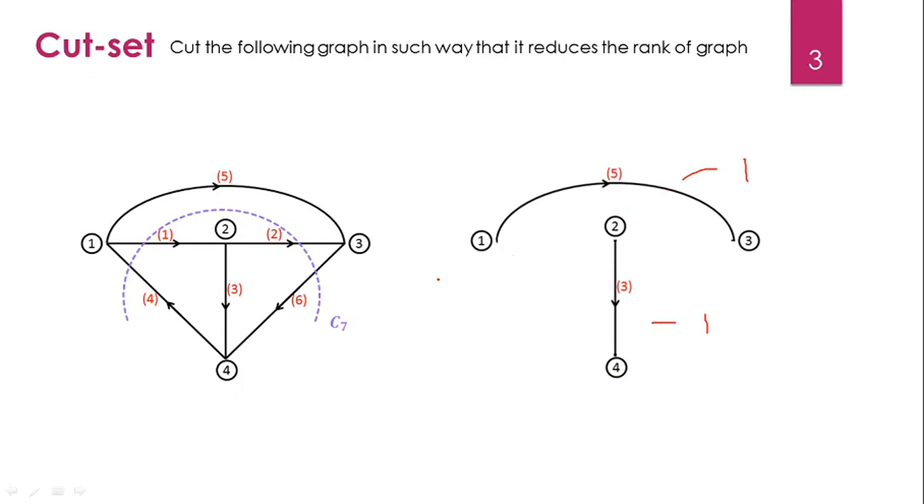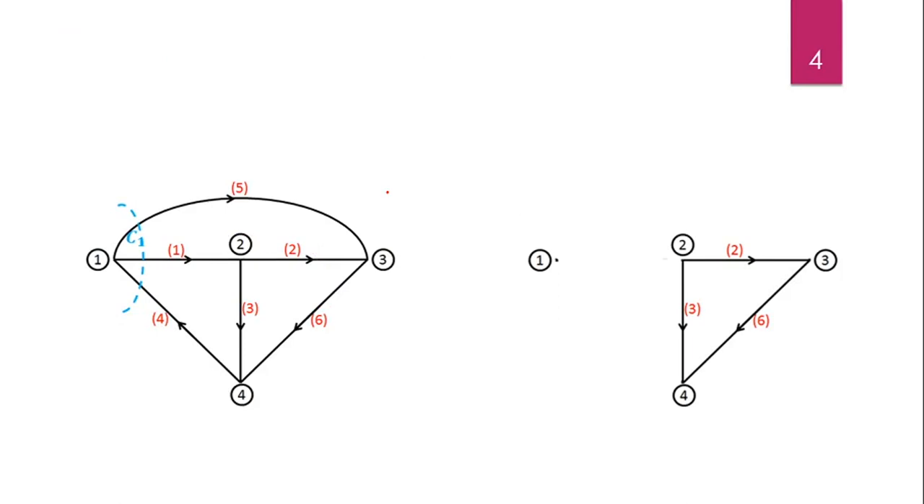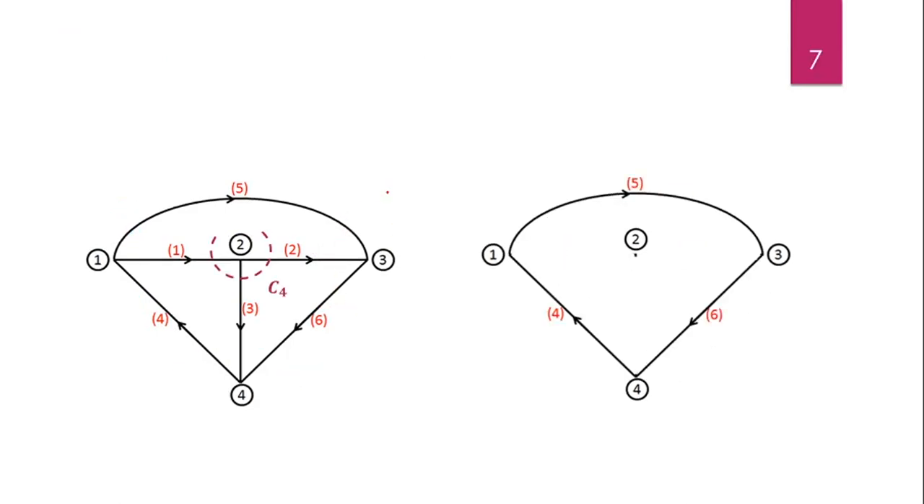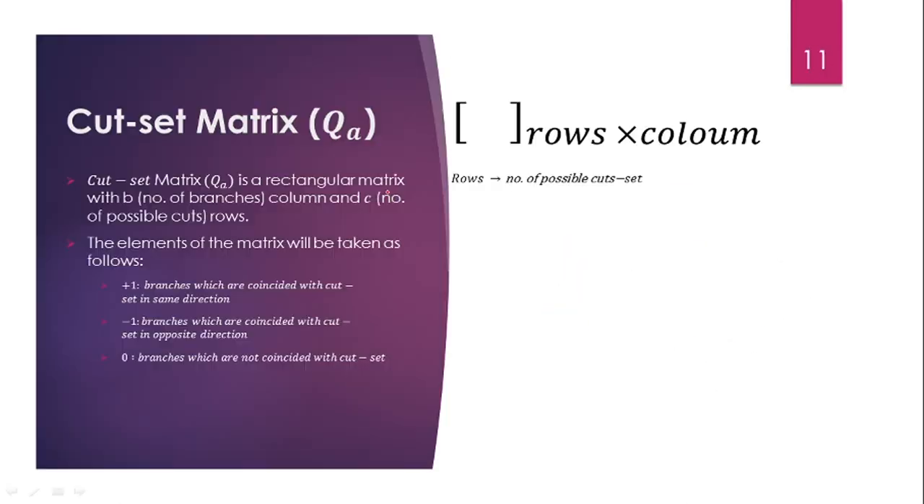So you may find a number of cuts. Okay. But the condition is that the rank is reduced by 1. The nodes are divided into groups and the graph is cut in two, so we can say that is a proper subgraph. Okay. So this is the cut. Once we understand the cut set, after that we can easily go with the cut set matrix. So cut set matrix, this we have seen.